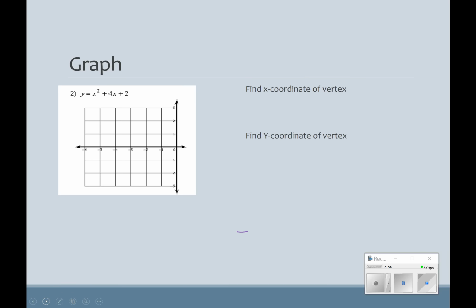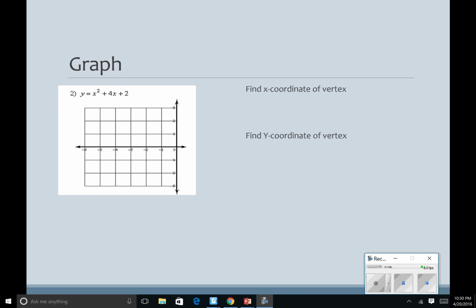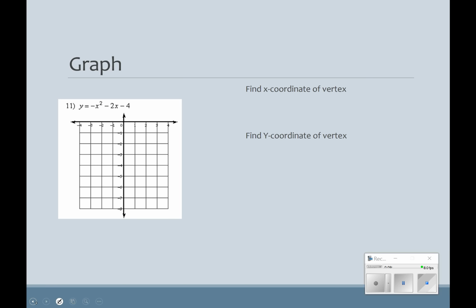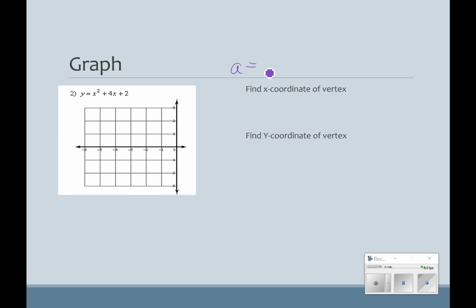Okay, so let's look at this next one. All right, so again, we're going to do the same thing. We're going to find the x coordinate of the vertex. So we're going to start with A being 1, B being 4, and C being 2. Now here's the nice thing with C. Right away, we've got this on my graph, and I know that this is my y-intercept. So I'm just going to go right over here and graph that right away, and I know I have a point.